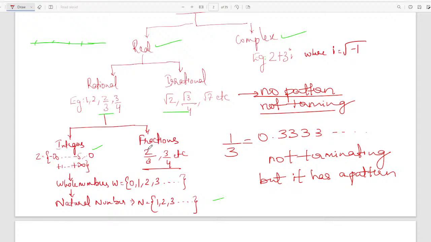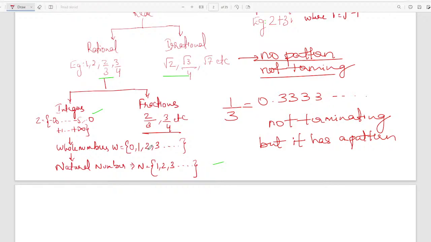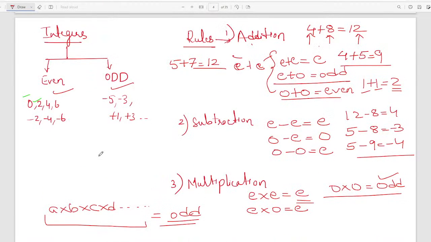Then you have integers and fractions, and then you have whole numbers. Whole numbers contain 0, 1, 2, 3 and so on. And natural numbers are without 0: 1, 2, 3, 4. Natural numbers and whole numbers are both integers. They're all integers. After this, we have seen that in integers, there are even numbers and odd numbers. Even numbers are those numbers that are divisible by 2: 0, 2, 4, 6, 8, 10. All these are even numbers. Even negative numbers are even numbers.